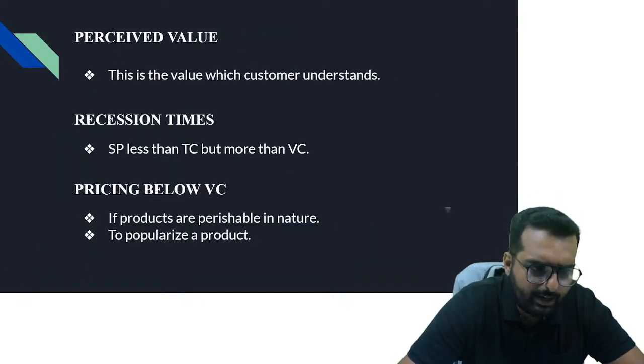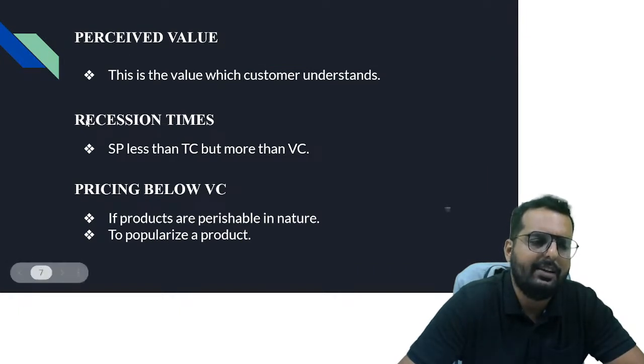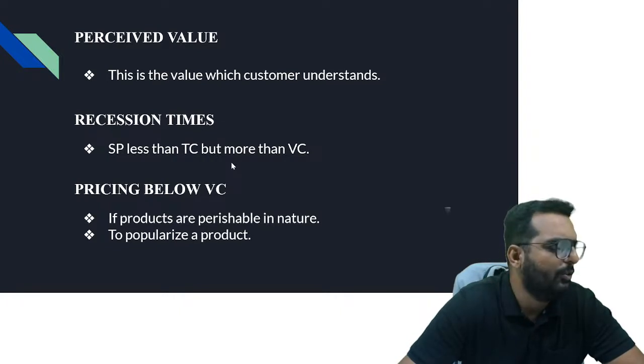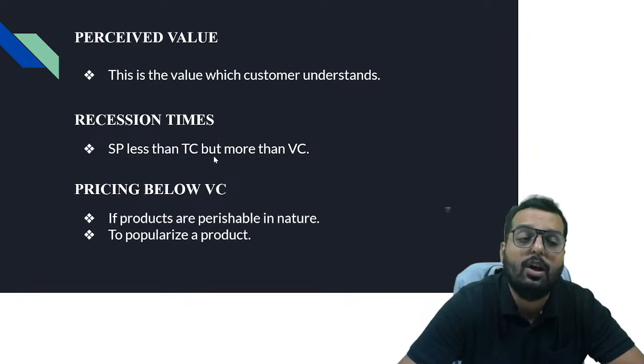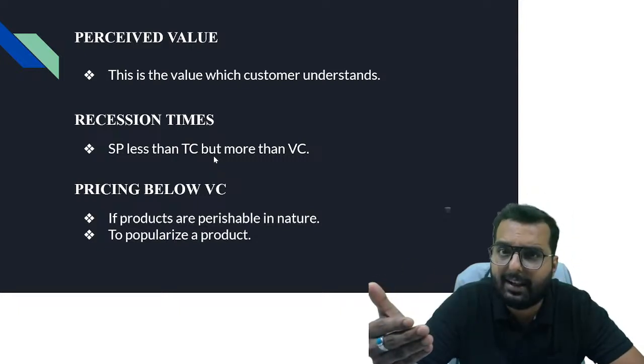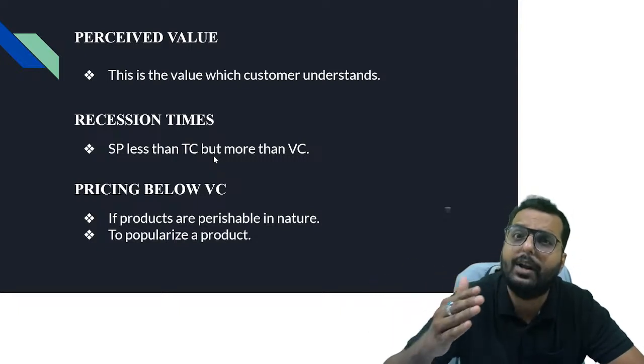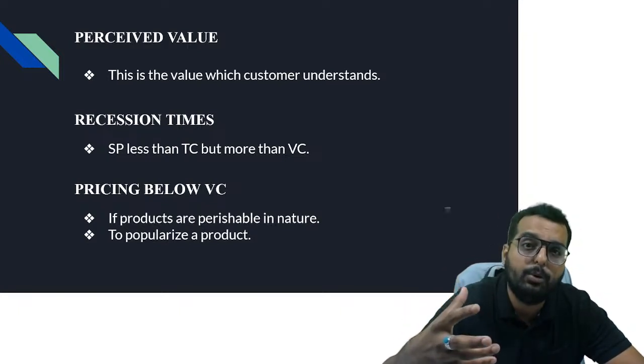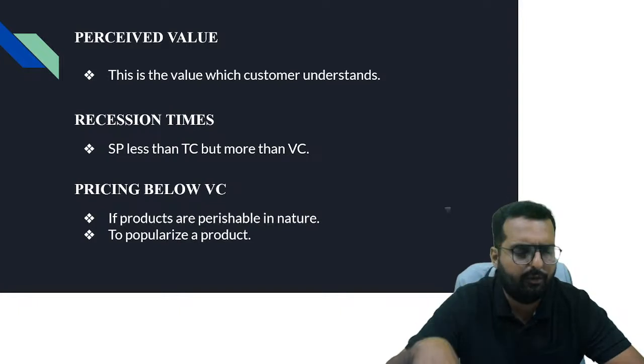So I told you perceived value. Now, next one is recession times. Friends, when Corona came, at what price did you sell your products? During that time, you somehow have to survive. For surviving, you will sell the product at a price lower than the total cost, but a little more than the variable cost so that your contribution can be positive.